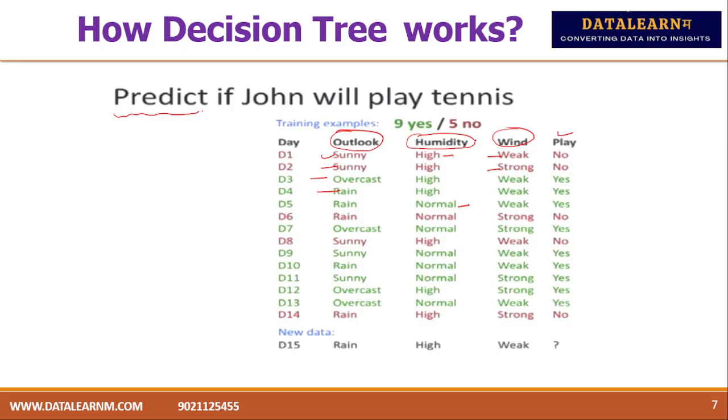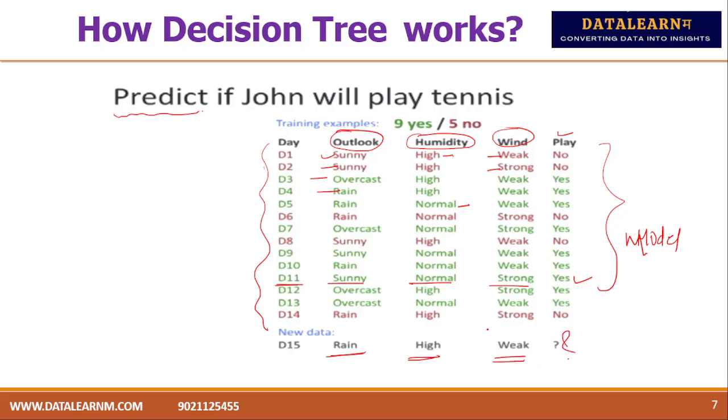We are given the 14 days records. Suppose on day 11, outlook is sunny, humidity is normal, and wind is strong, so there will be play. This information we are going to provide to a model. In future, if I ask, outlook is rain, humidity is high, and wind is weak, what will be there? Will there be play or not? The model should tell us.